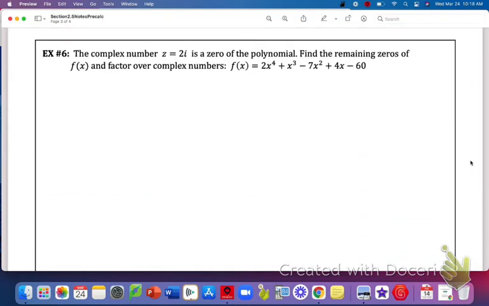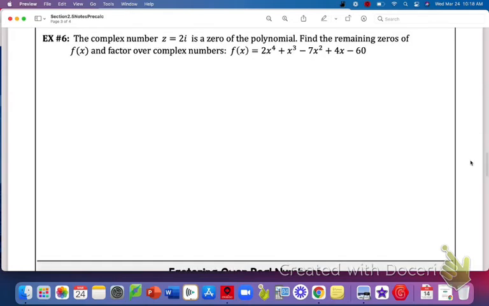All right, let's move on to example number 6. It says the complex number z equals 2i is a 0 of the following polynomial. Find the remaining zeros and factor over the complex numbers. Okay, so we got our polynomial. So again, we're going to do the same thing. We're going to use our rational root theorem here to find all of our possibilities.